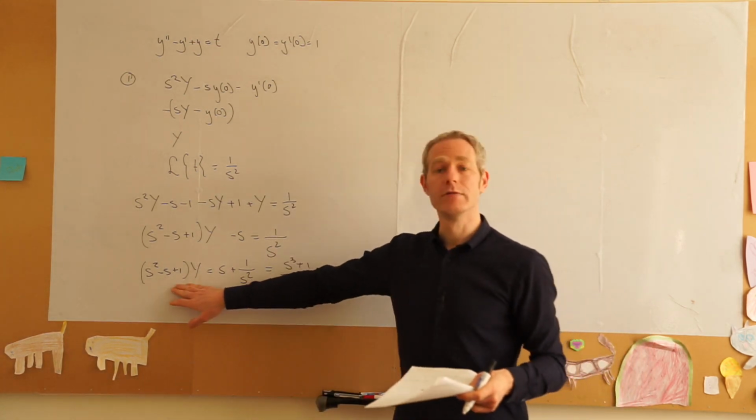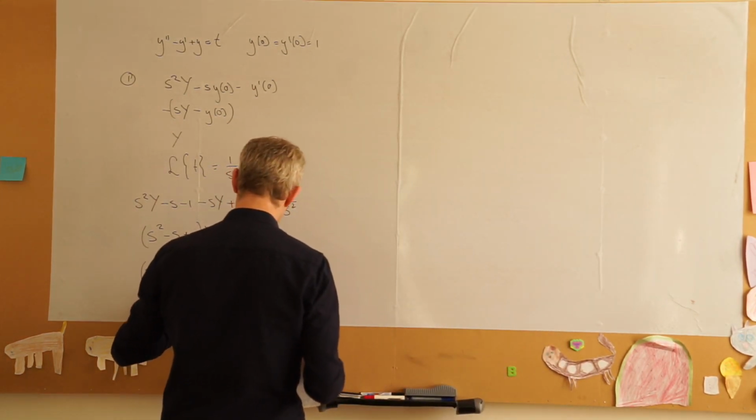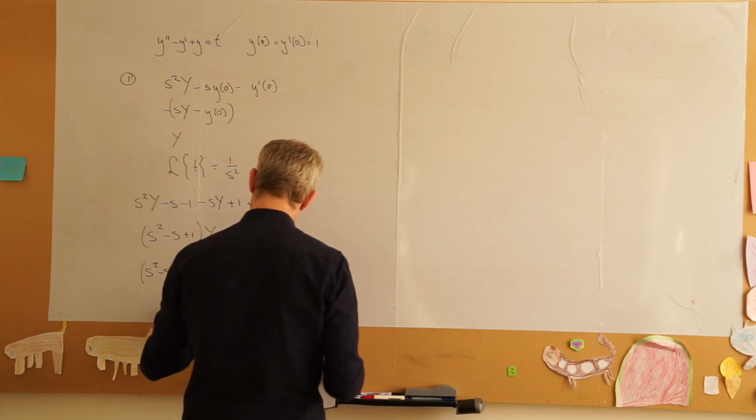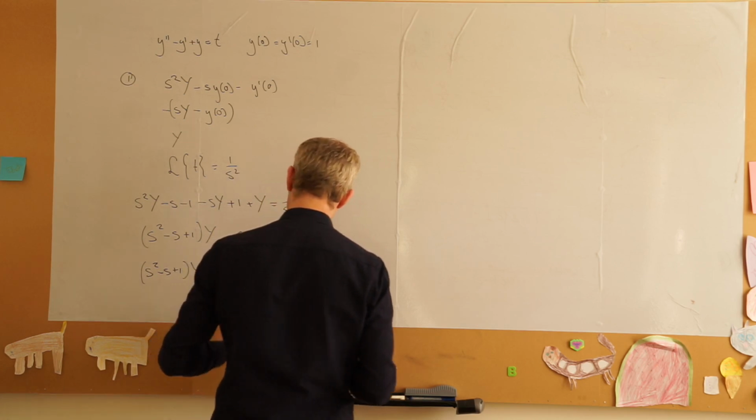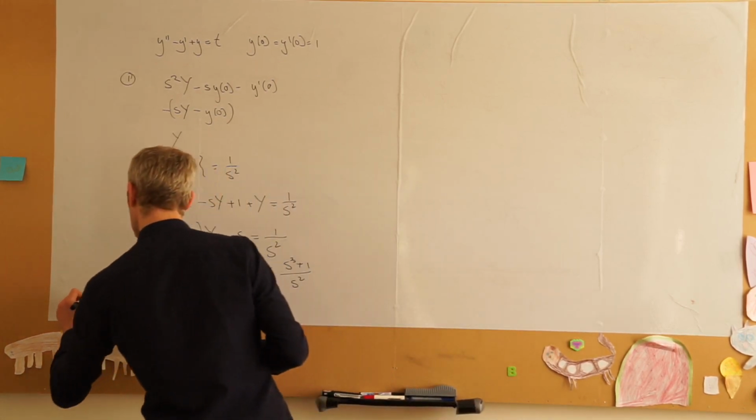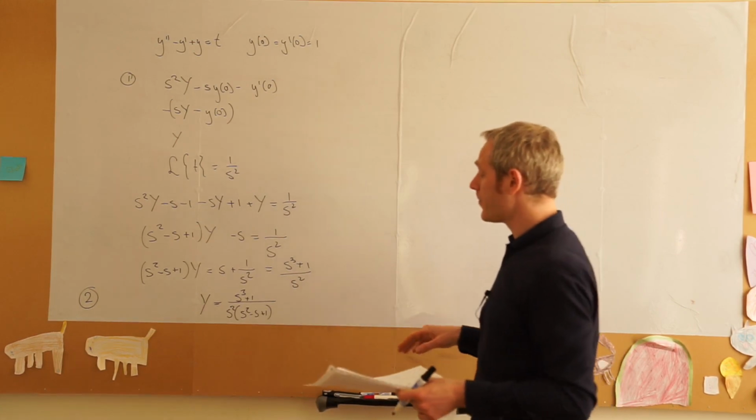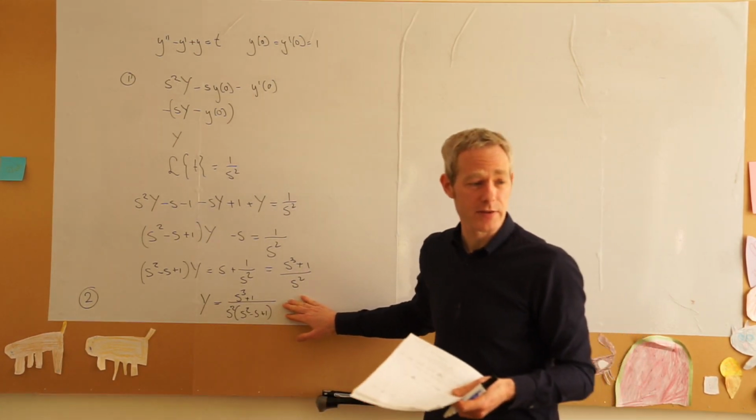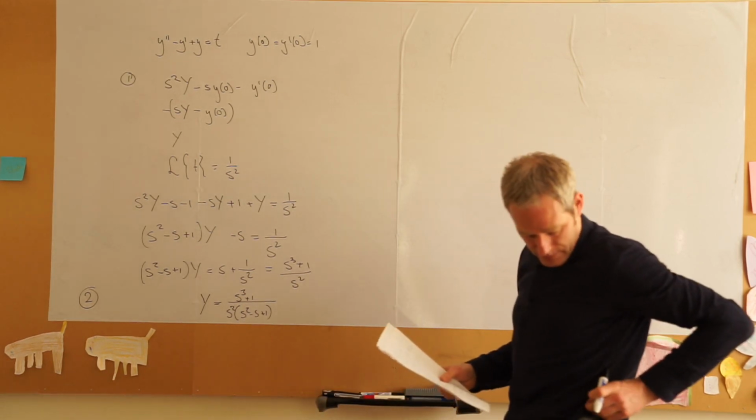And now I can rewrite this as Y equals s to the power of 3 plus 1 over s squared times s squared minus s plus 1. And now we have completed step 2. Now the final step here is writing this in a form where we can apply the inverse Laplace transform.